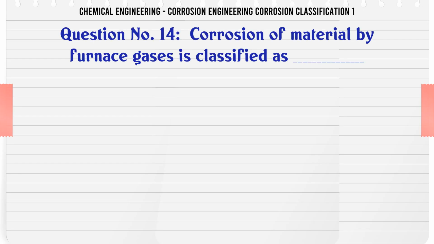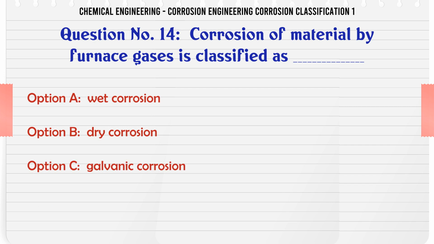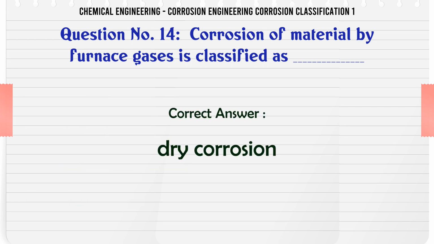Corrosion of material by furnace gases is classified as A. Wet corrosion. B. Dry corrosion. C. Galvanic corrosion. D. Crevice corrosion. The correct answer is dry corrosion.